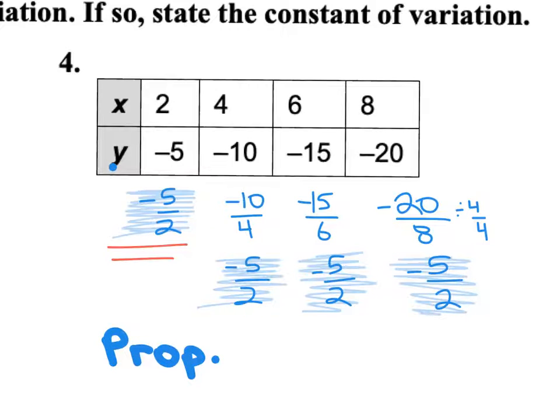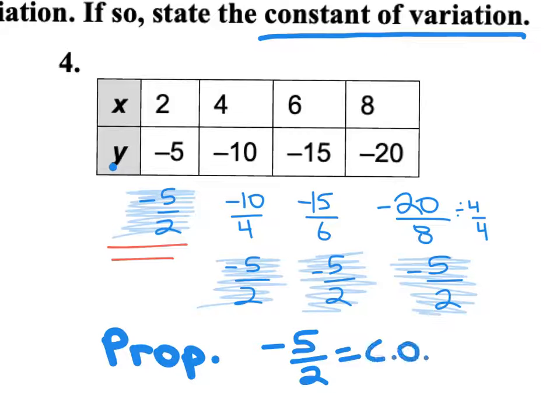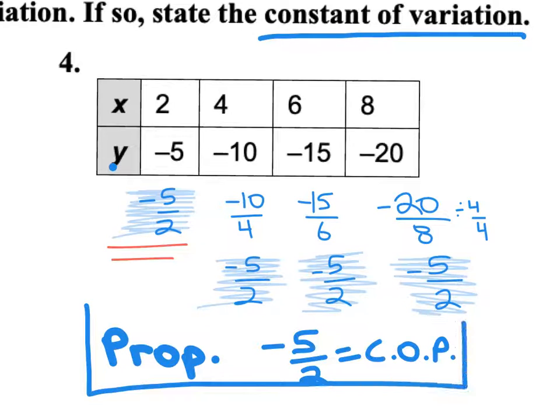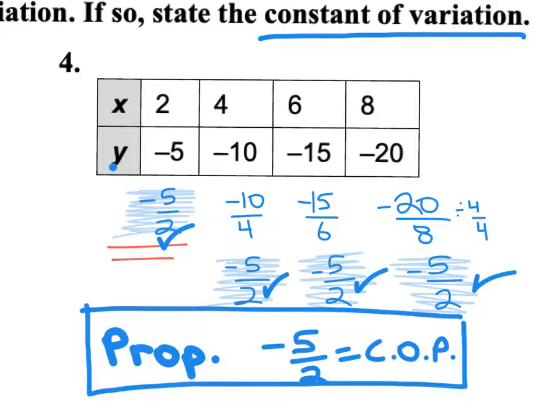And then I give my constant of proportionality, or my constant of variation. My constant of proportionality is just my y value divided by x, which is negative 5 over 2. So it's proportional, and my constant of variation, or my constant of proportionality, is negative 5 over 2, because that's the number I get each time when I divide my y value by my x value and simplify it.